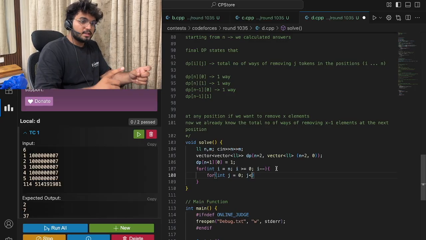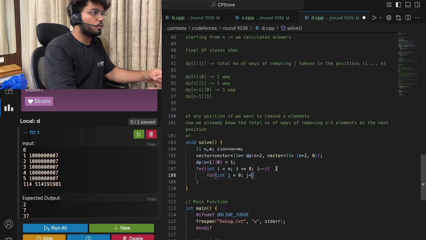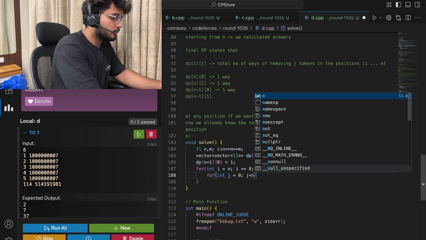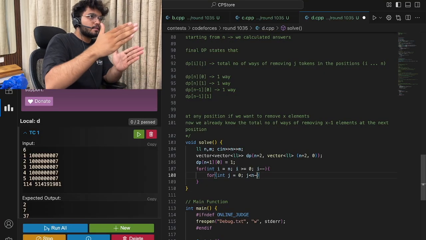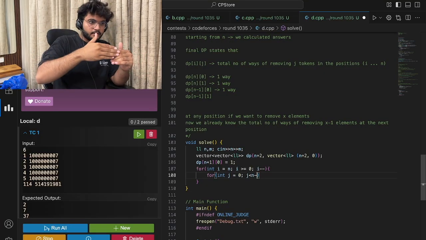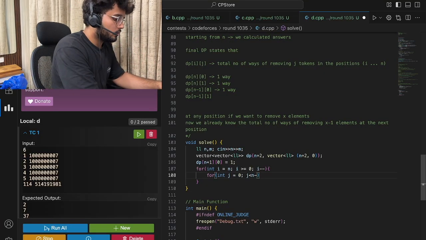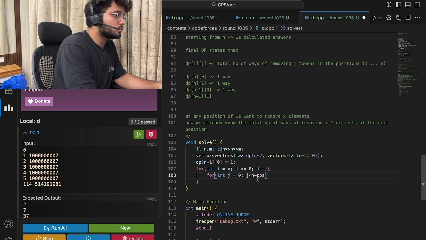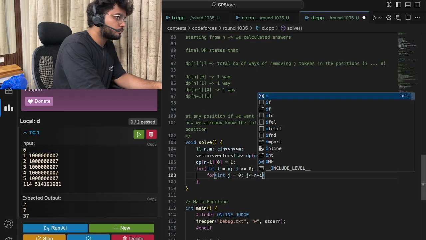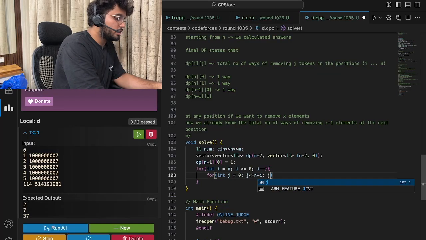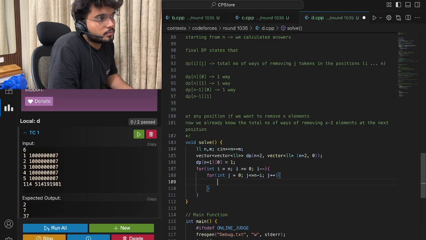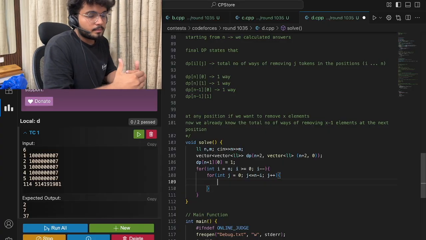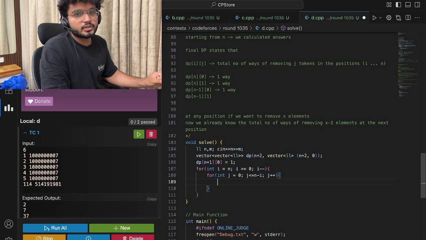So in the previous dp state, we can only use n minus 6th and 7th, which means 7 minus 5, which is 2, right? N minus pos, sorry, j plus plus. So this is the maximum number of tokens that were previously removed. So we can only do operations on this, right?